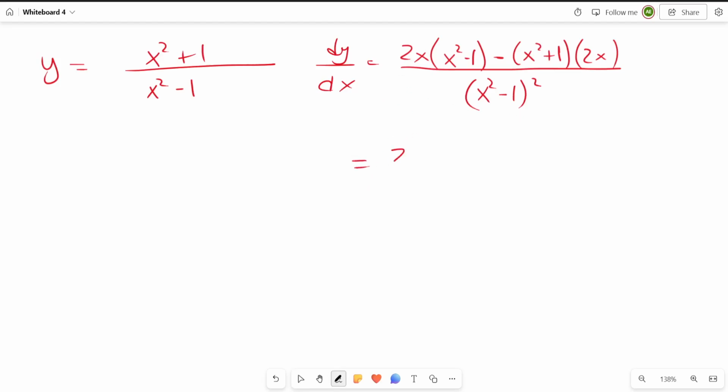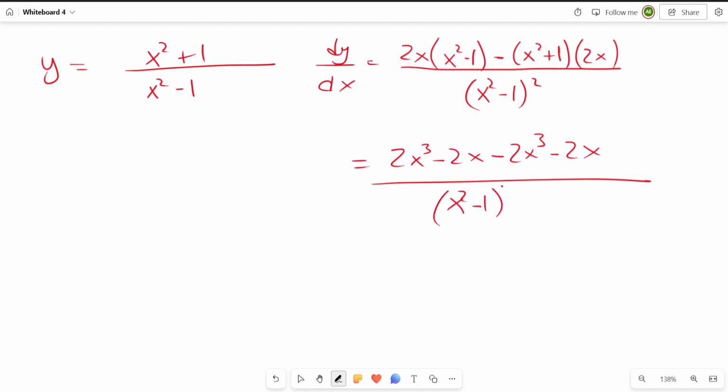2x times x squared is basically 2x cubed, and then 2x times negative 1 is minus 2x, and then I have a minus 2x times x squared, which is minus 2x cubed, and then I have a minus 2x times 1, which is minus 2x, all of that over x squared minus 1, all to the power of 2. I have a 2x cubed, which is going to cancel with the minus 2x cubed. Minus 2x minus 2x is basically minus 4x over x squared minus 1, all to the power of 2. And this is the final answer for this question.